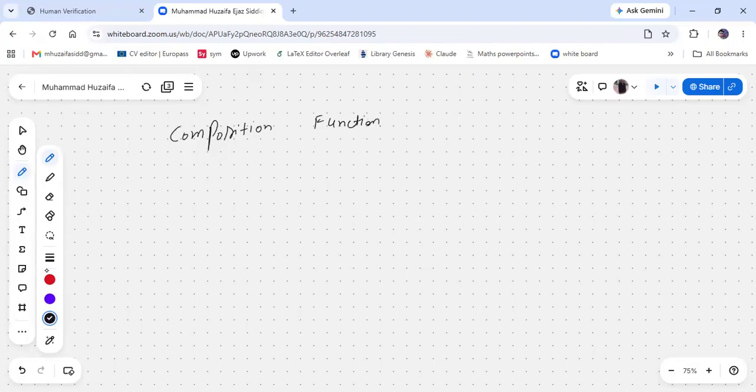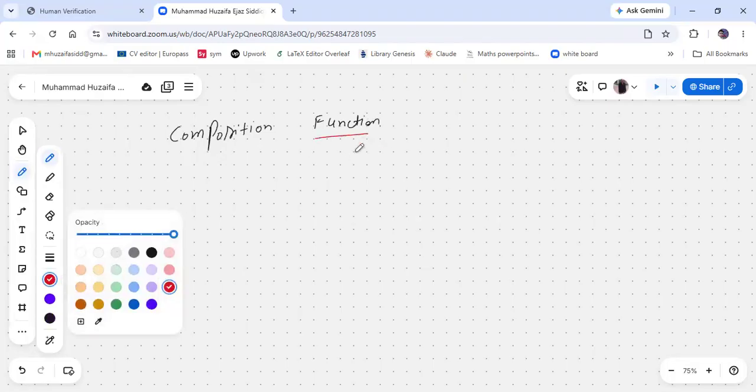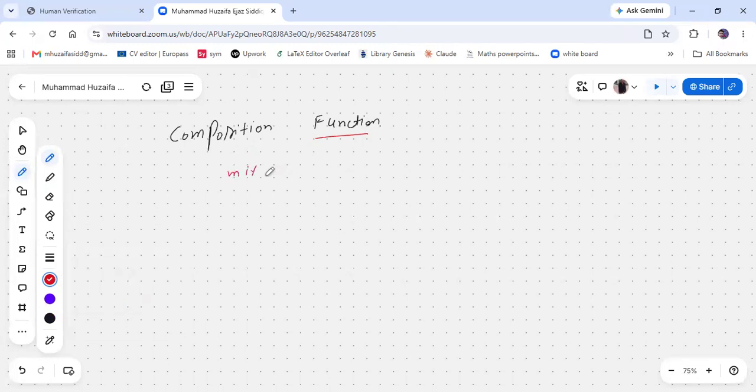So we have already discussed this is the function. We already know our input and output. Composition is basically to join two functions, or to mix two functions in one format. Mix or join two or more functions. This is called the composition of the functions.